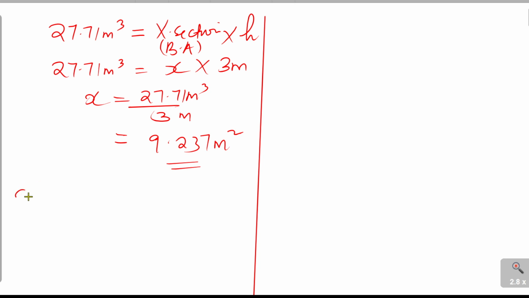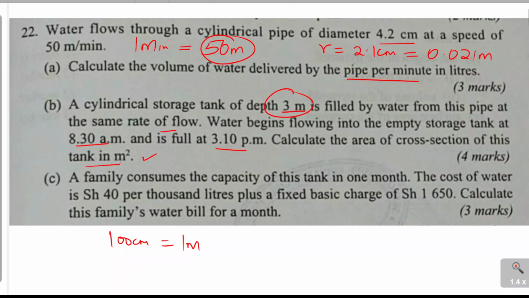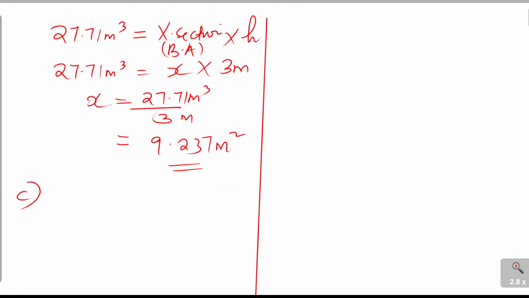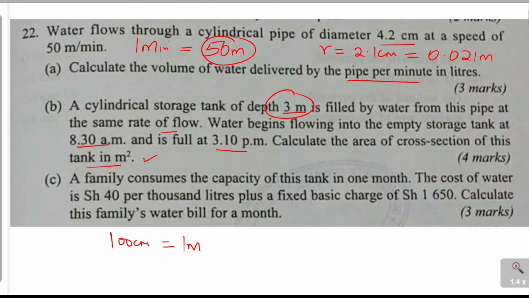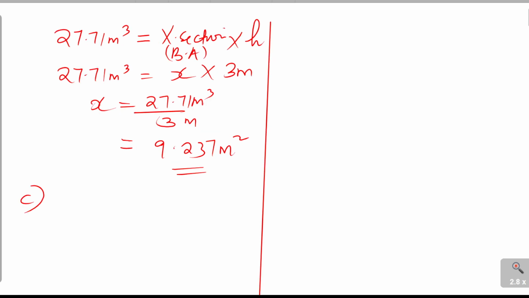Then we go to the last part, which is part C. A family consumes the capacity of this tank in 1 month. The cost of water is 40 shillings per 1,000 liters plus a fixed basic charge of 16.50. Calculate this family's water bill for a month. So the family consumed the capacity of this tank, which is 27.71 meter cubed. The cost of that water is 40 per 1,000 liters. So we need to convert this.